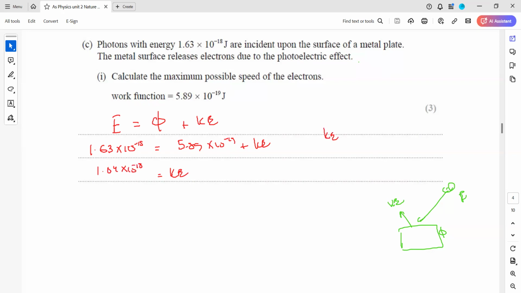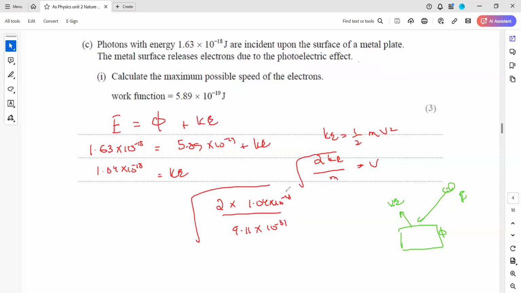Then we have kinetic energy equals half mv squared. So the square root of 2 times kinetic energy divided by m will be equal to v. So 2 multiplied by the kinetic energy 1.04 × 10^-18, divided by m, the mass, which is the constant 9.11 × 10^-31 kg. Take the square root, you will get the value for v, which is 1.5 × 10^6 meters per second. So that's the speed at which this electron will move out. Is it clear, this one?